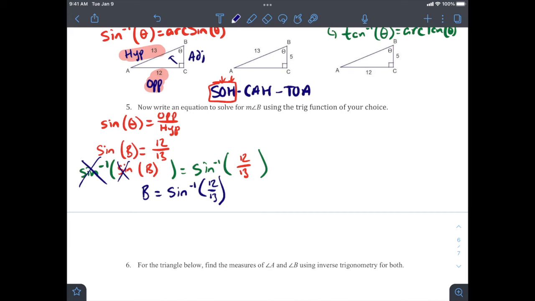What we're going to do now is switch over to our calculator, and we're going to show how you can find this on a TI-83 or TI-84.